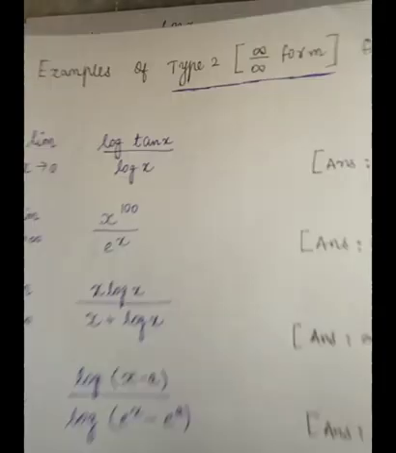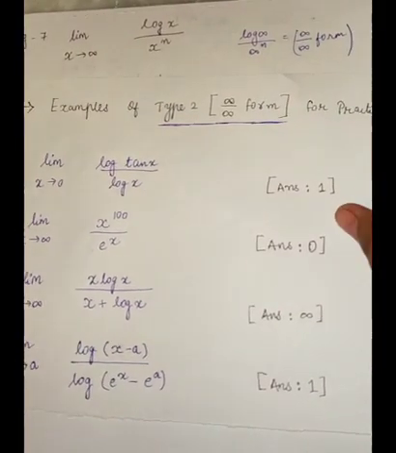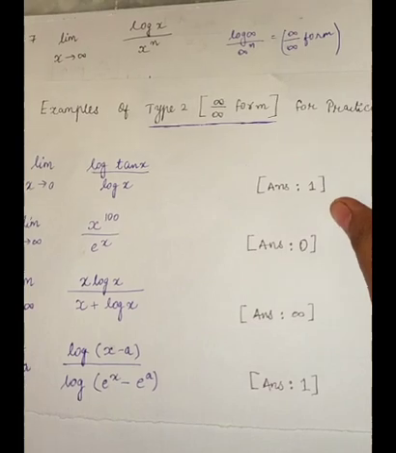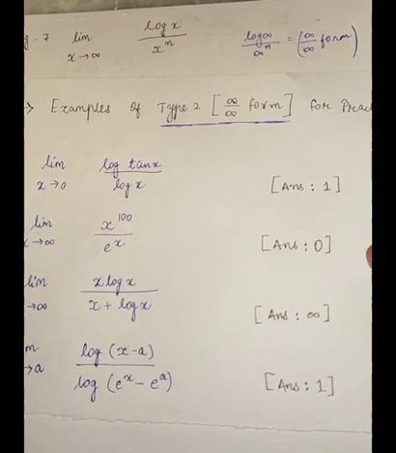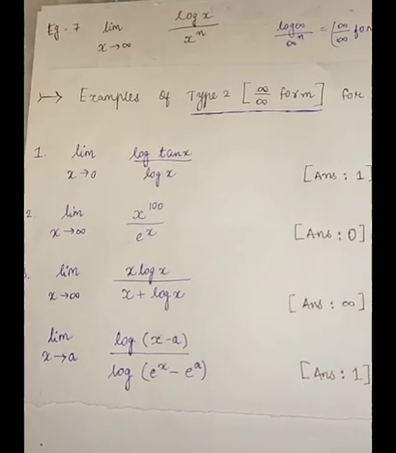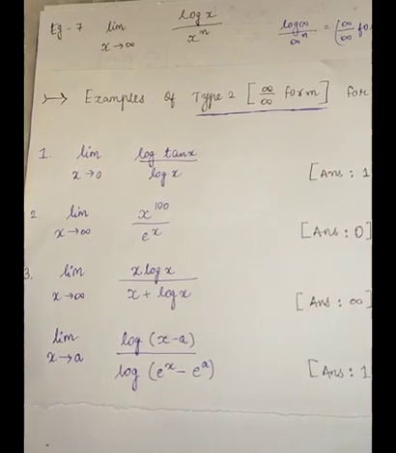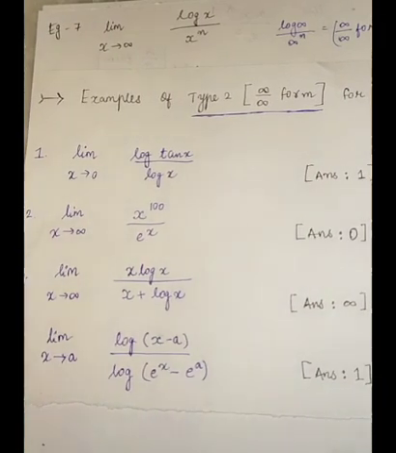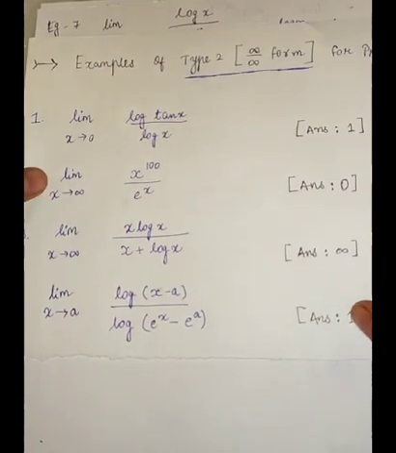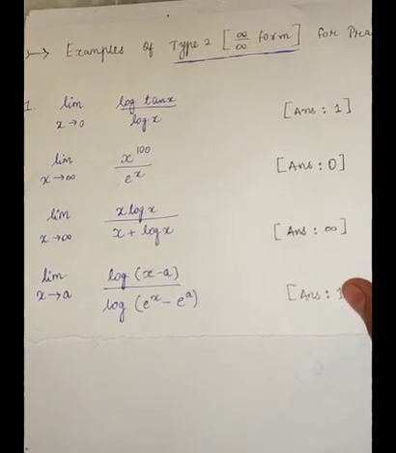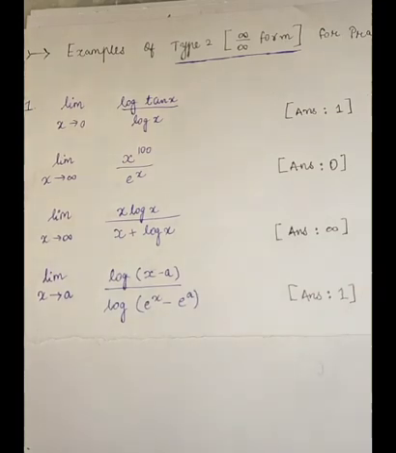Now these are some examples of type 2 for practicing. There are 4 sums, and also the answers are given in the bracket so that you can verify whether you got the correct answer or not. So do practice these sums.